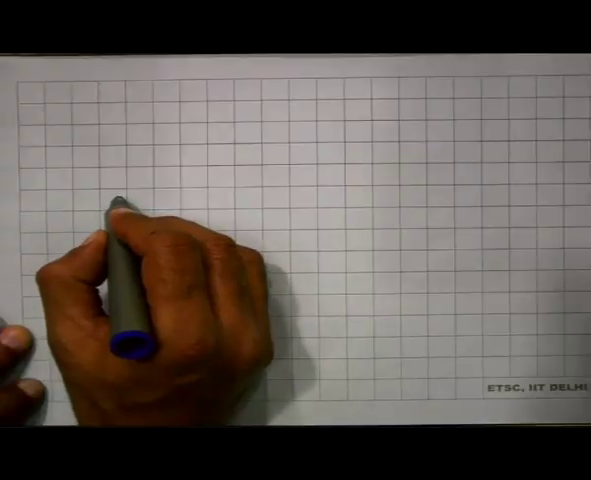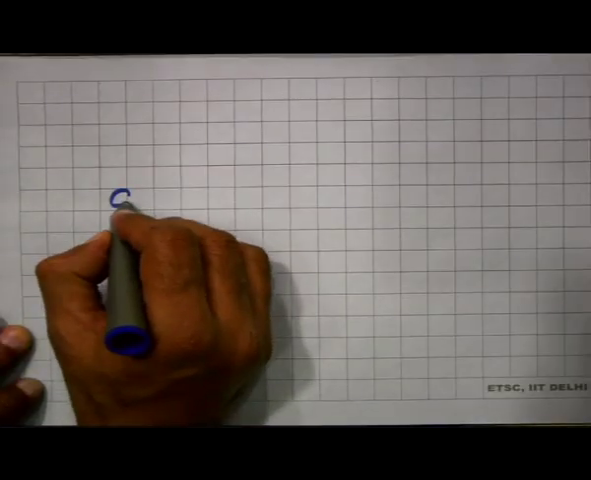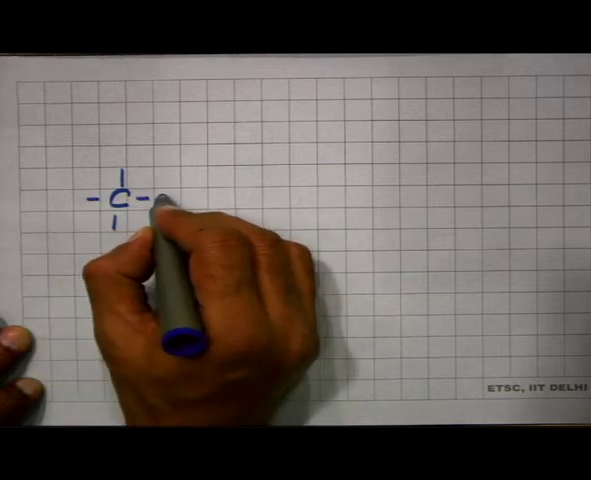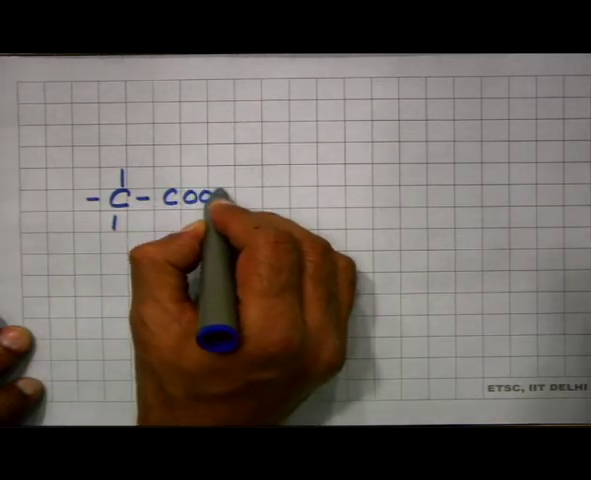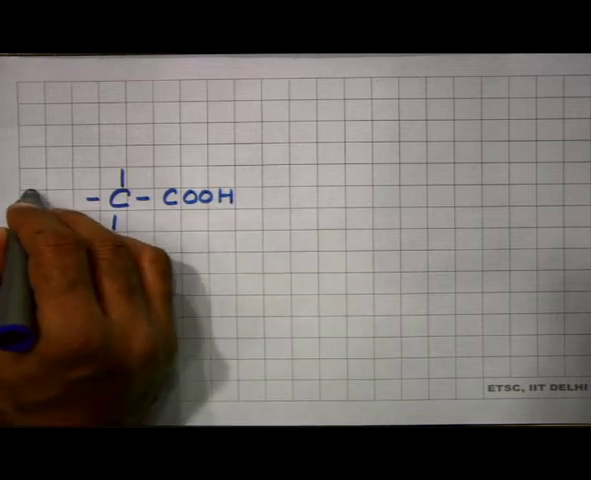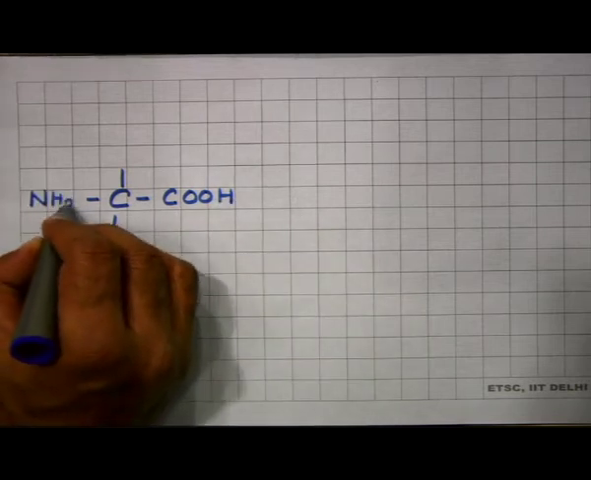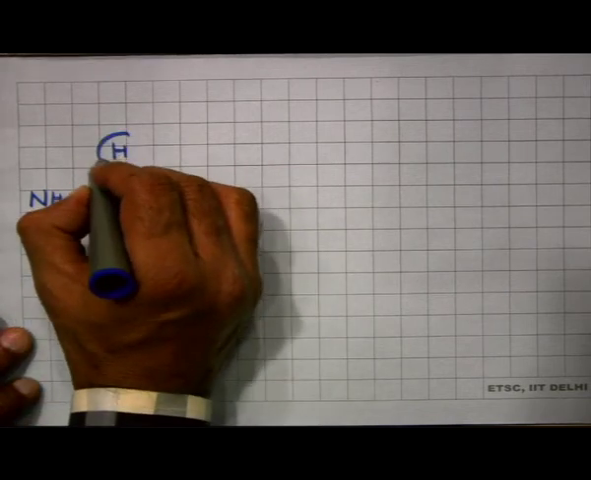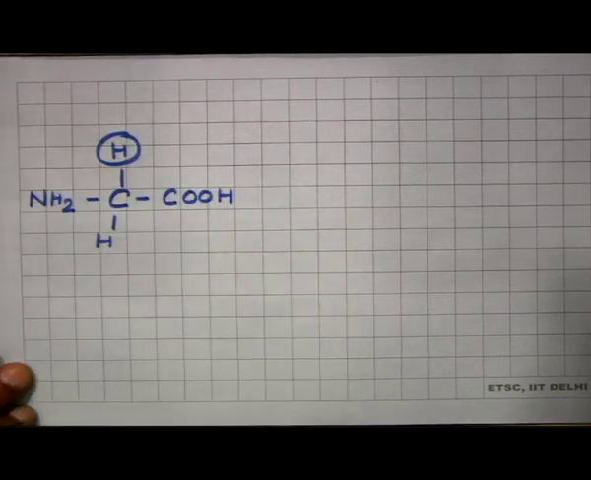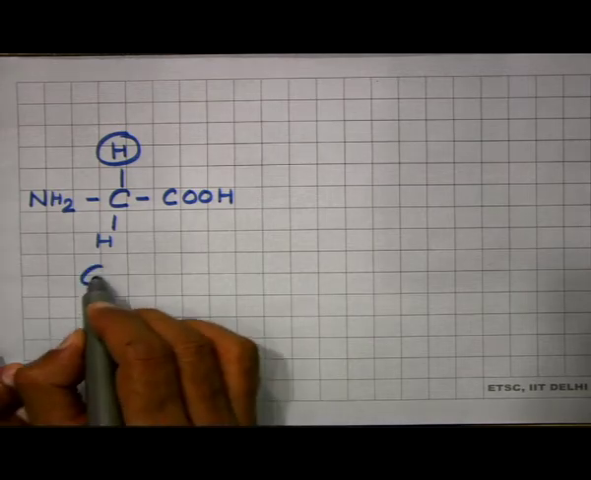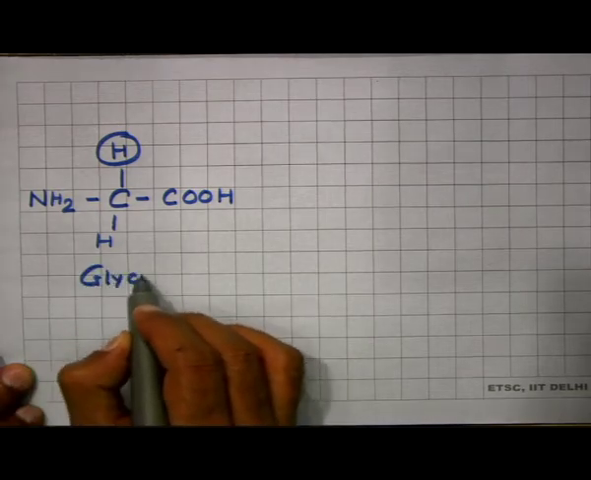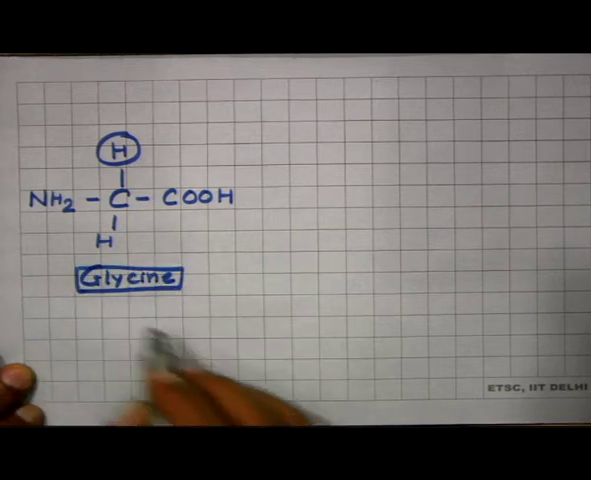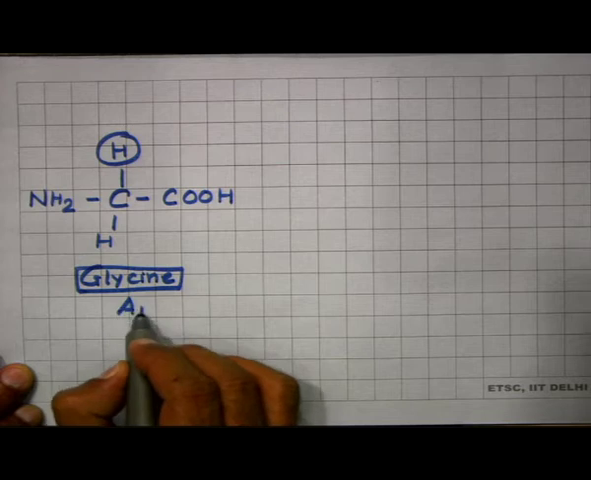One, you take glycine. Glycine is the simplest form. This is the COOH, here is the NH2 group, here is H, here is H. R1 is H. This is the structure of glycine. You may consider glycine as amino acid 1.